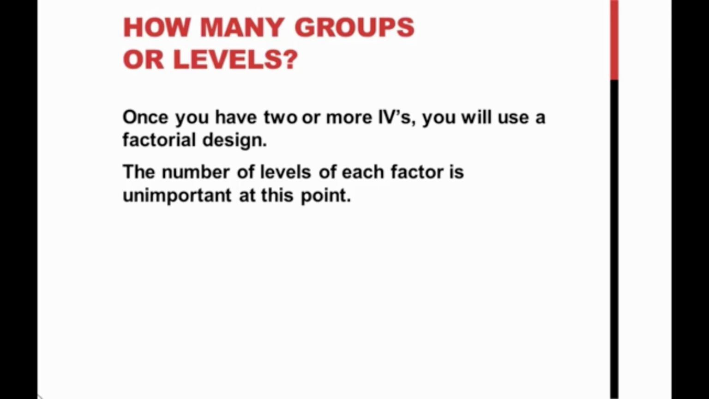Okay, you say, I'm going to do just 2 independent variables, 2 factors. Well, now you need to decide how many groups or levels you have for each of those factors. Once you have 2 or more independent variables, you're using a factorial design no matter what. The number of levels that you have for each factor here is really unimportant. You're going to be doing this complicated type of design no matter what. Again, I would stick with the rule of parsimony. Only include what you need to include in your decision regarding the number of levels.